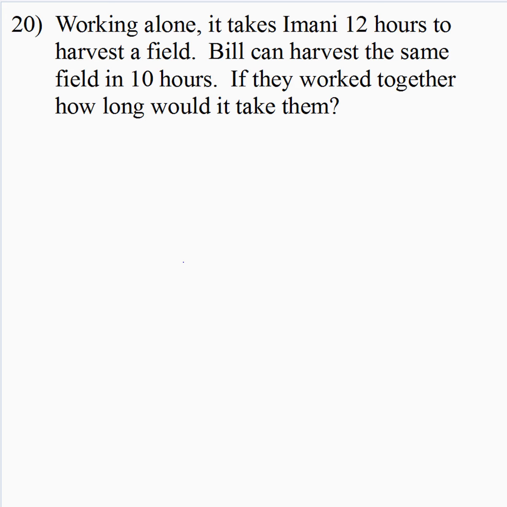Well, remember we talked about this. What we're going to do is say how much of a field could they do in 1 hour. So we'll look at Imani and then Bill and then together, and then we'll be able to write an equation and solve it. And so how much could Imani do in 1 hour? Well, he could finish 1/12 or harvest 1/12 of the field. Bill, he could do the whole thing in 10 hours, which means he could do 1/10 in an hour. And together, how much could they do in an hour? Well, that's what we're looking for, so they can do 1 over x amount in an hour.